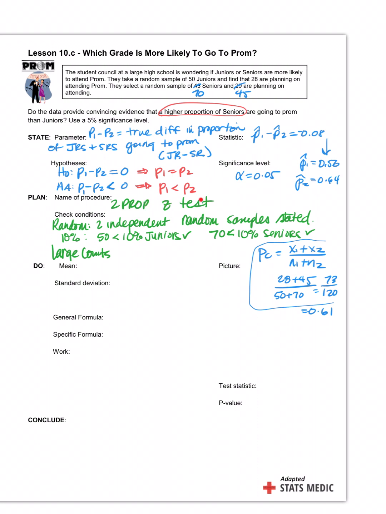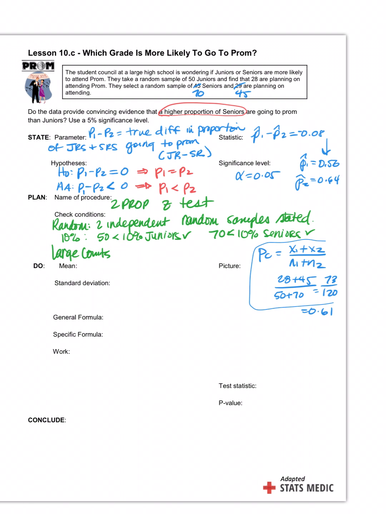So the name of our procedure when we do a hypothesis test is a two-proportion z-test. Hopefully that makes a little sense. When we do random, we check for two independent random samples, and this was stated. Independent meaning juniors and seniors don't overlap, right? And the 10% rule that we've checked before, we said 50 is less than 10% of juniors, 70 is less than 10% of seniors. Now when we get to large counts, things change ever so slightly.